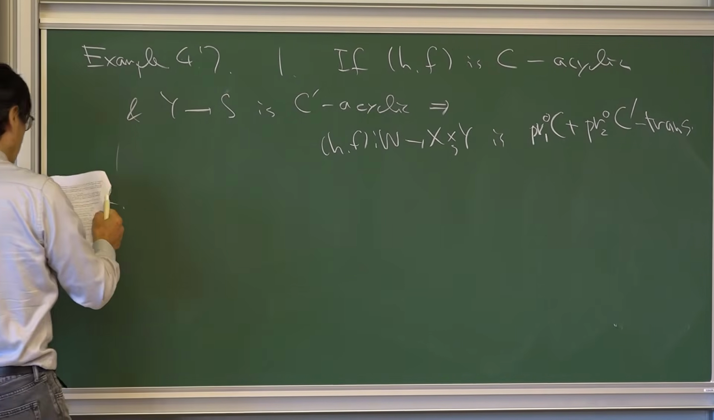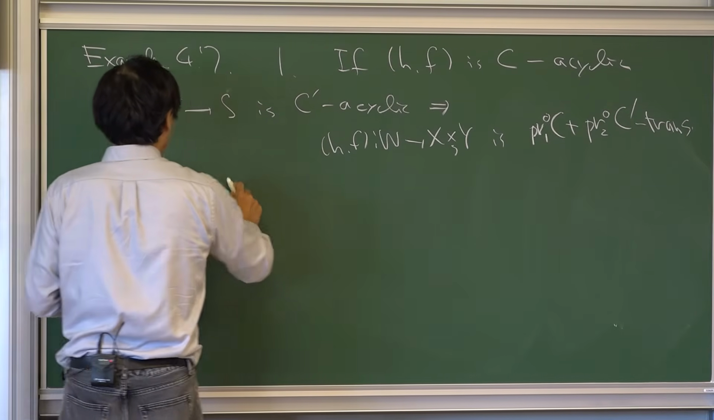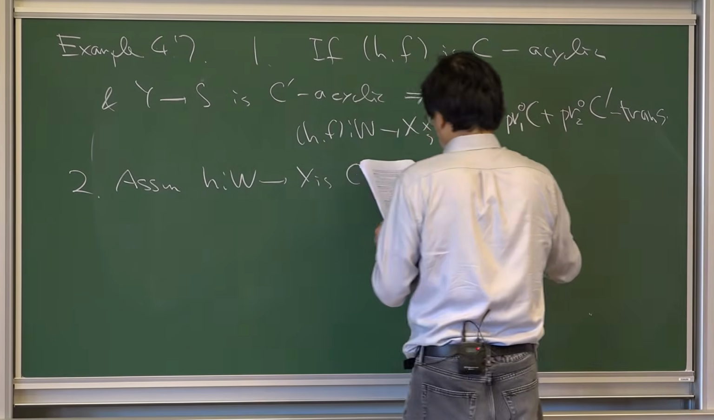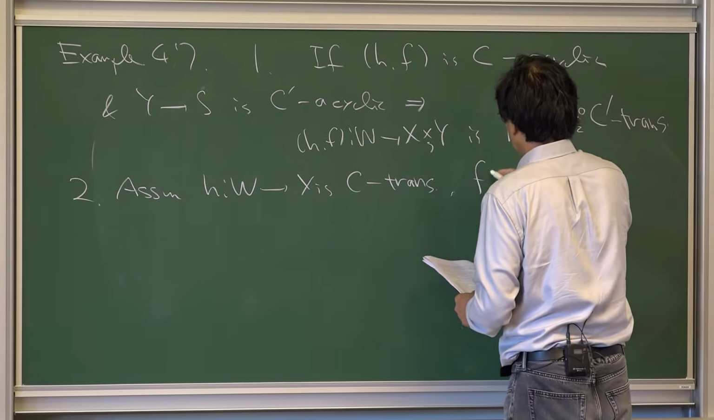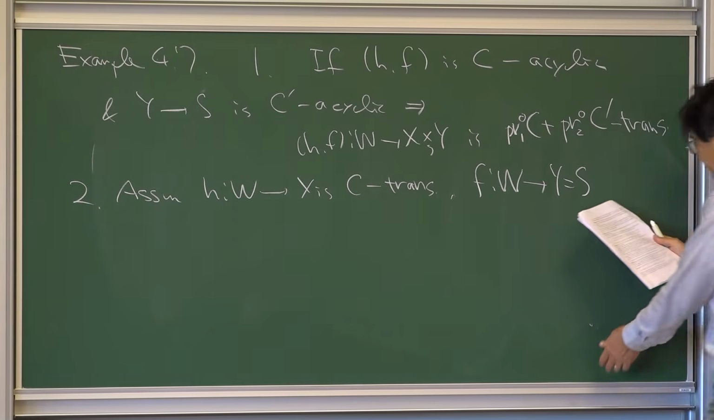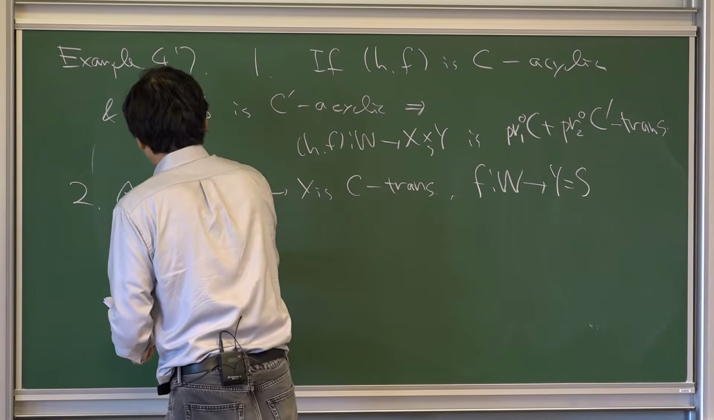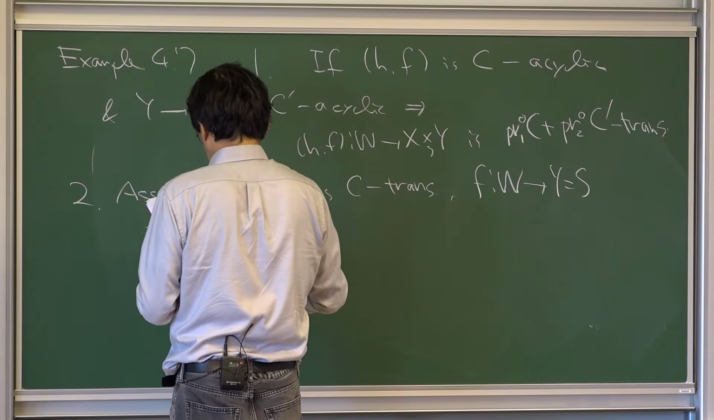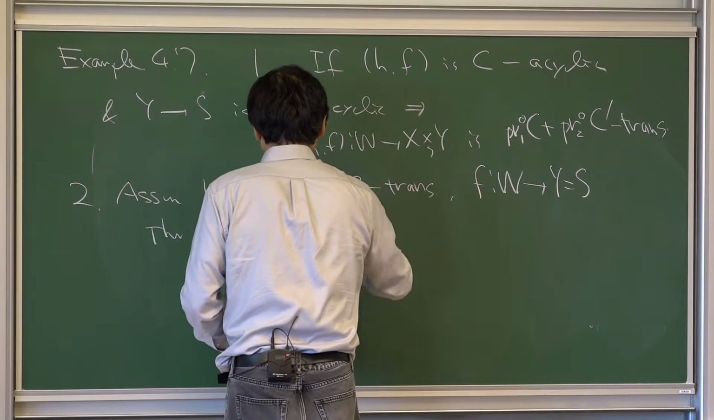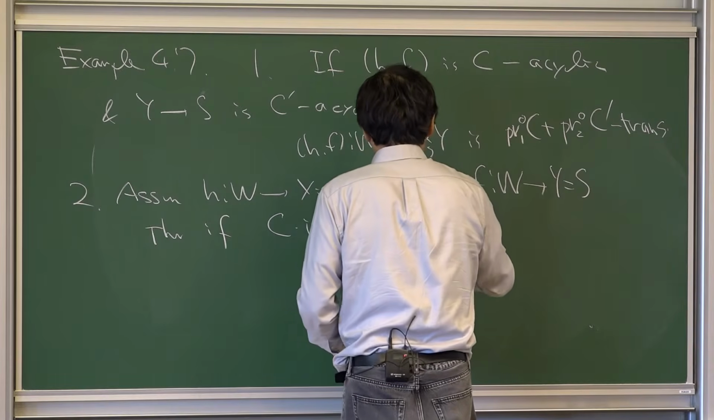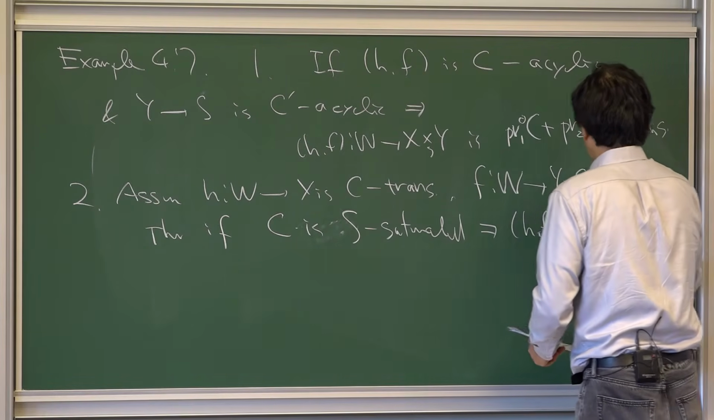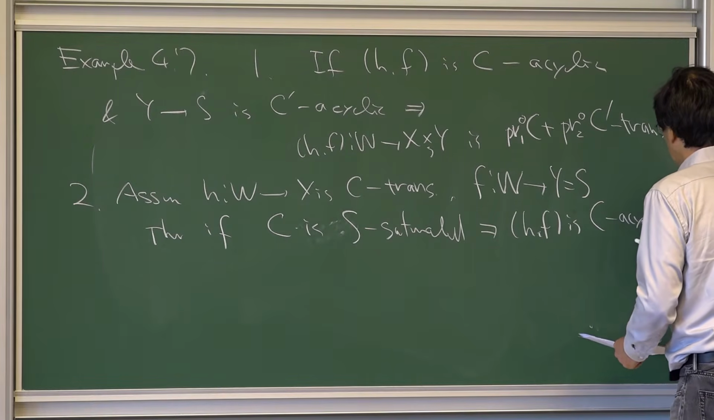And the second property is, so assume h is C transversal, and for the second version, I just take the structural morphism to S. Then if this C is S saturated, then this pair is C acyclic over S.